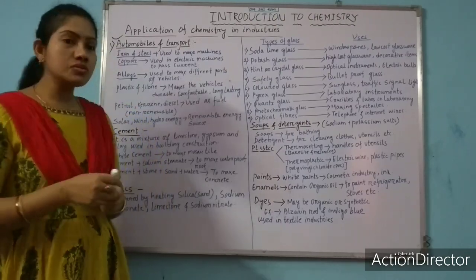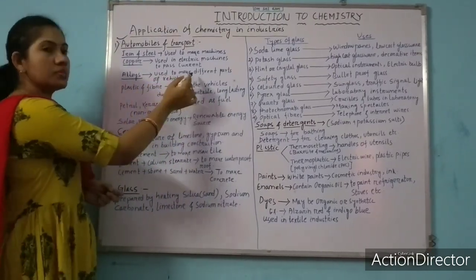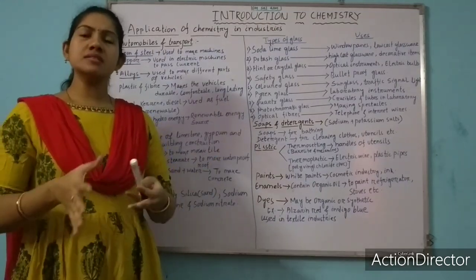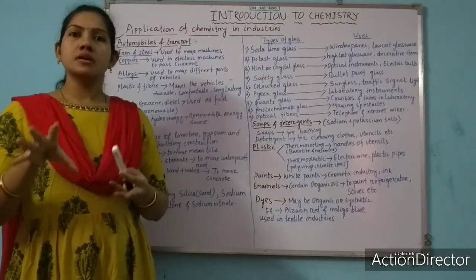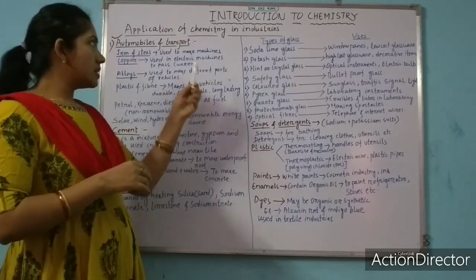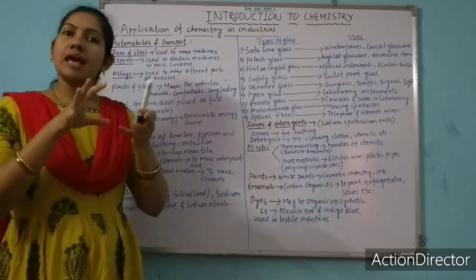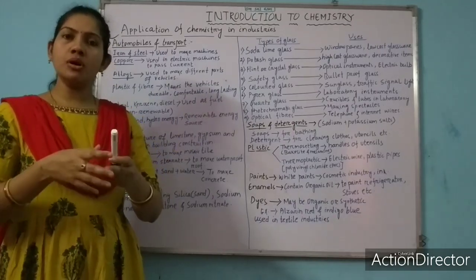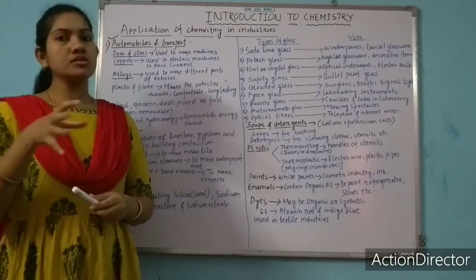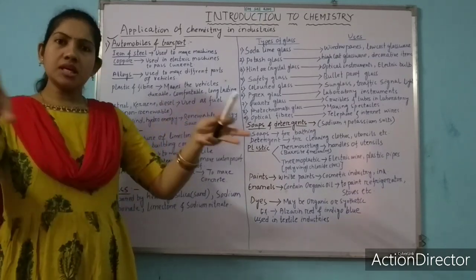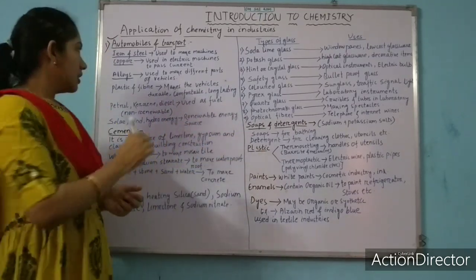So what are the uses of alloys? Alloys are used to make different parts of vehicles. Some other parts of vehicles are made by using alloys. Here we have discussed iron and steel, which are metals, but alloys are the combination of metals as well as non-metals. So alloys are used to make some other parts of vehicles.